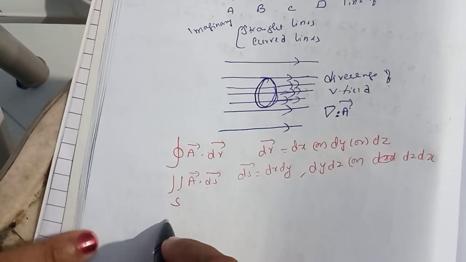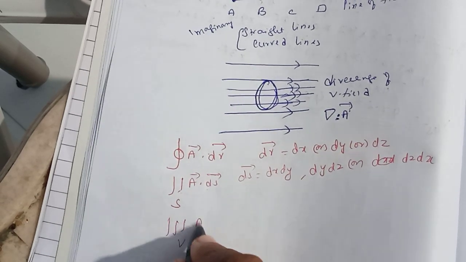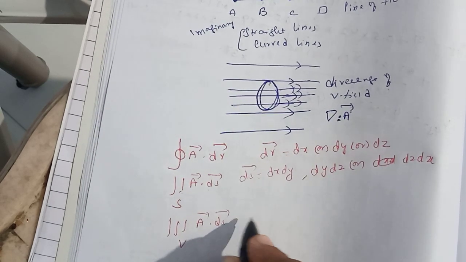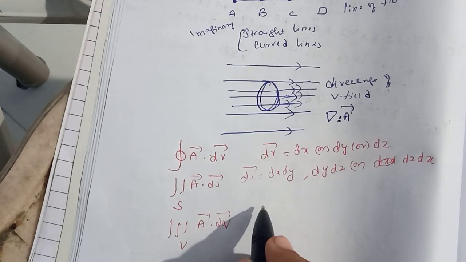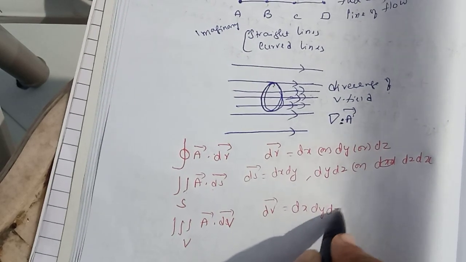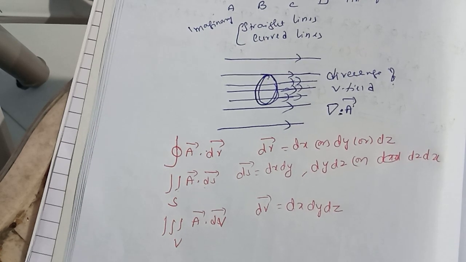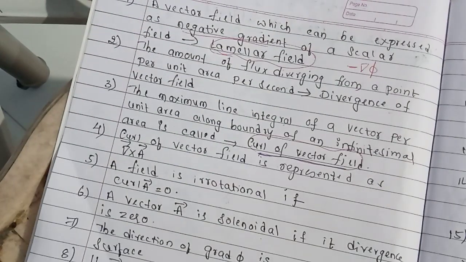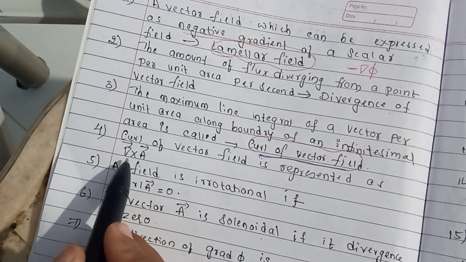Now next, volume integral. The integral taken along the entire volume, we write as a volume integral, that is triple integral A dot dv. Here dv is the entire volume, length into breadth into height, dx dy dz. In such a way we will write. If we take any line integral along a unit area of a vector, then we call it curl of vector field. Now curl is represented with cross product.